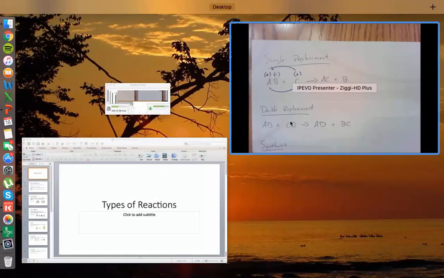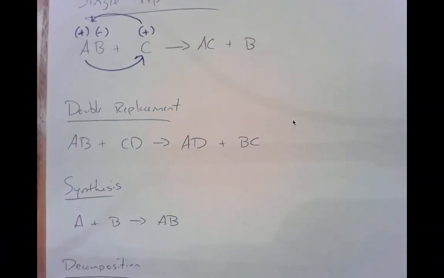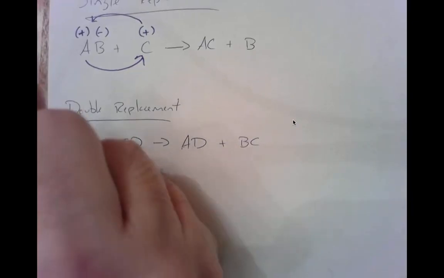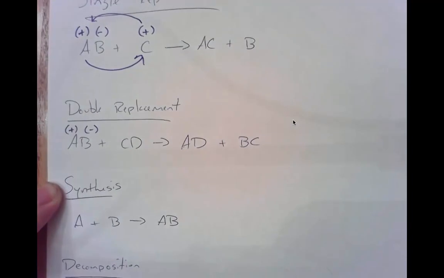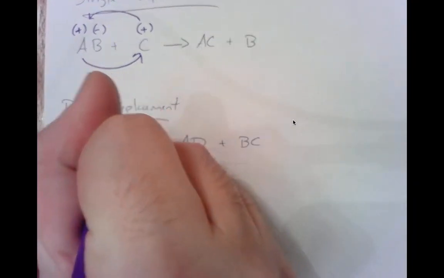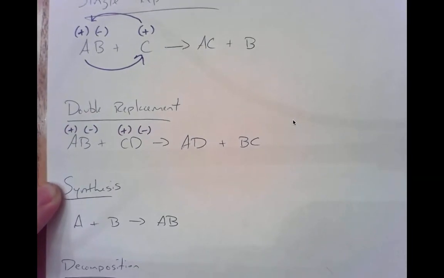So let's do the same thing. Let's take a look at double replacement reaction on this separate piece of paper. Again, same principle applies. The first ion is positive, the second ion is negative. Then we see CD, the same thing: C is positive, D is negative. Now we need to figure out which ones switch places. We know that positives and negatives have to be bonded together. So what I think about is, okay, we're going to swap the positives and the negatives.